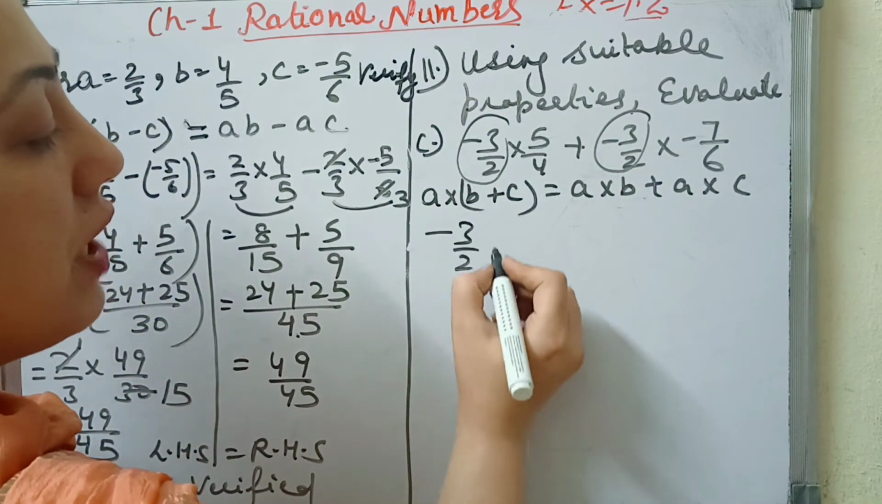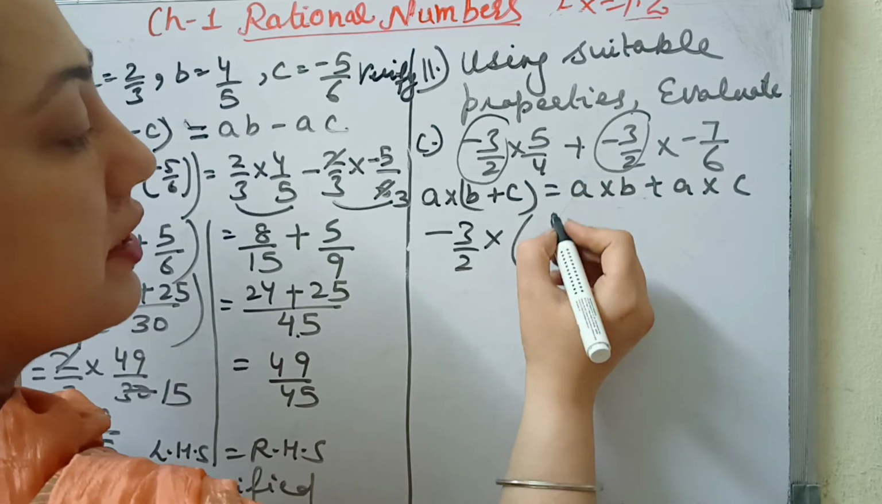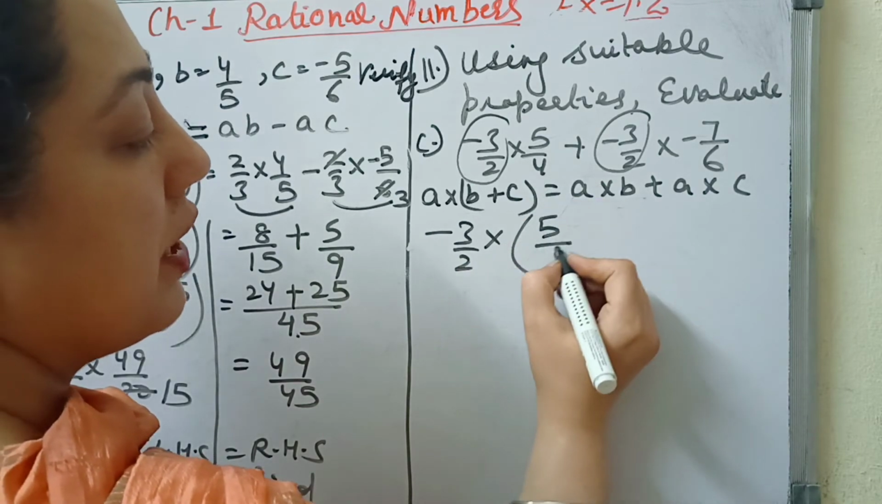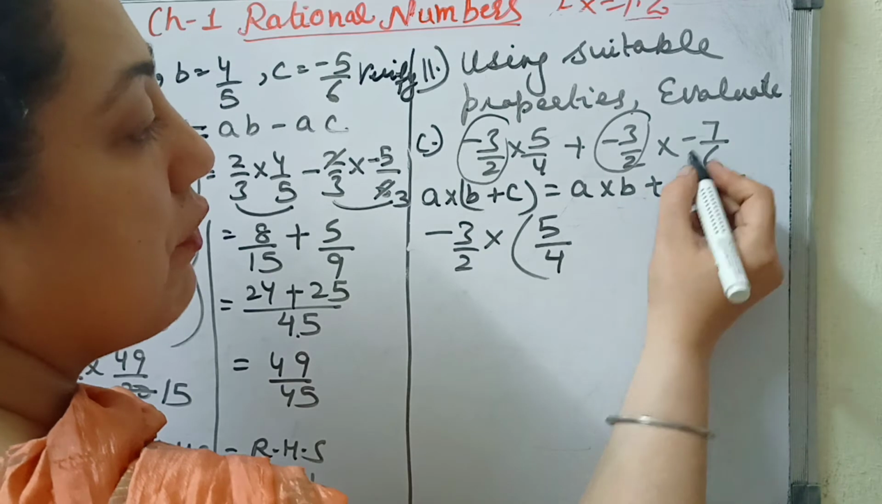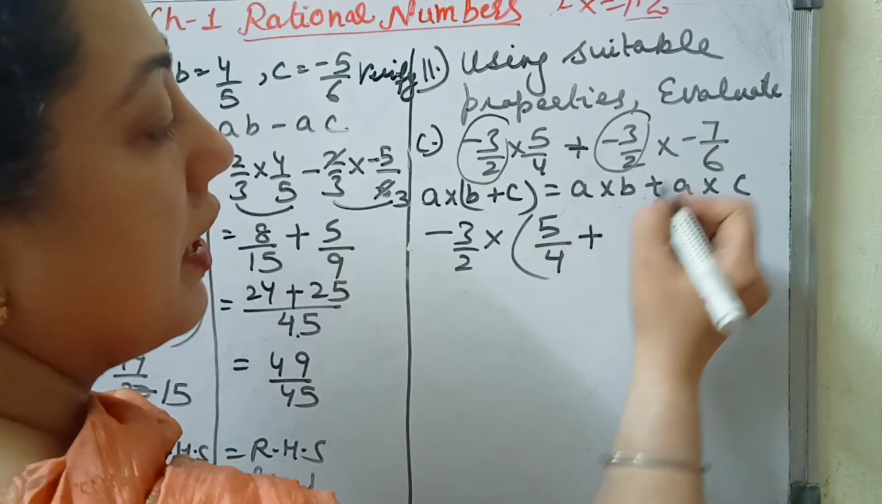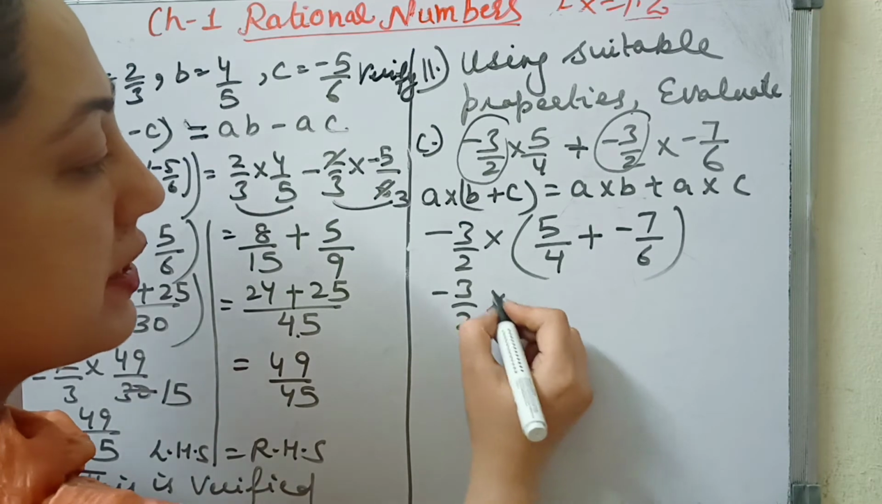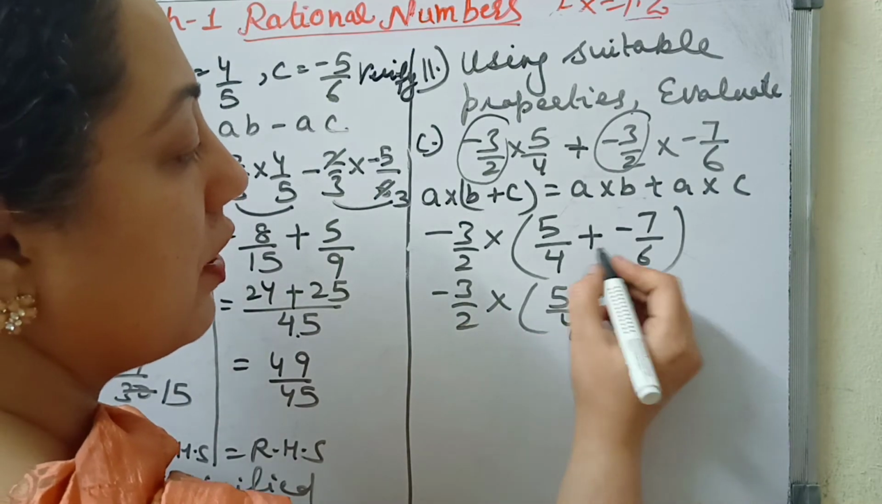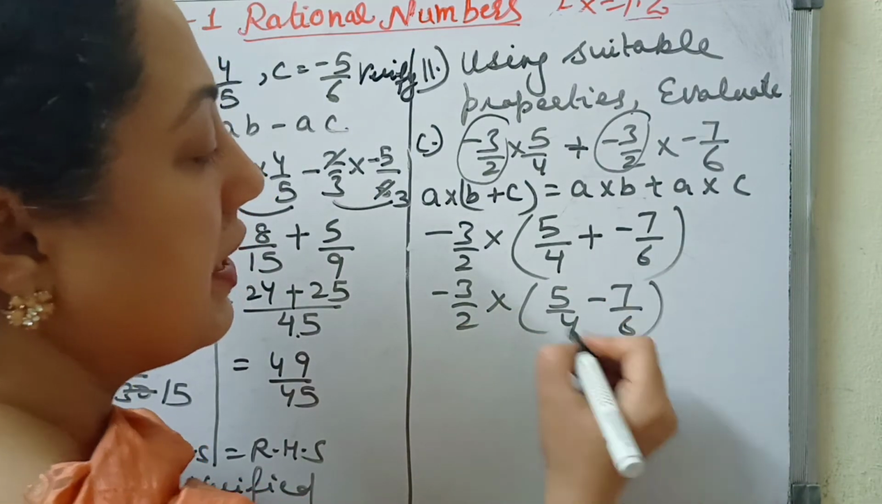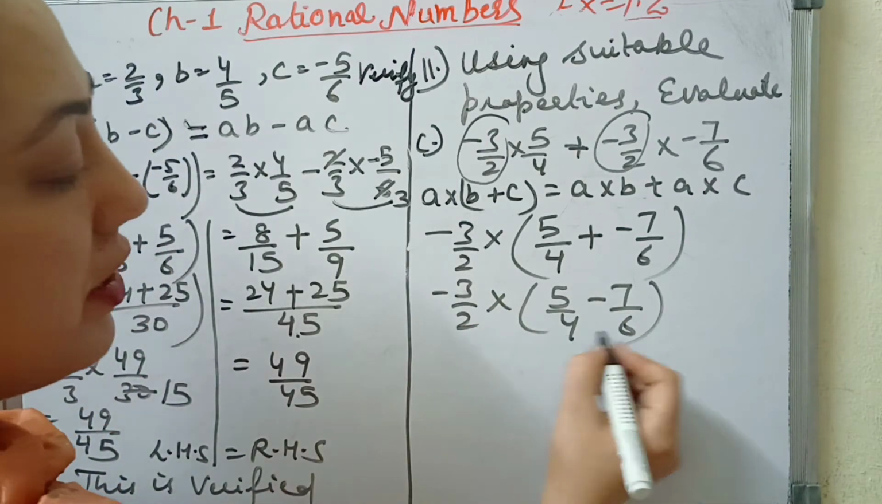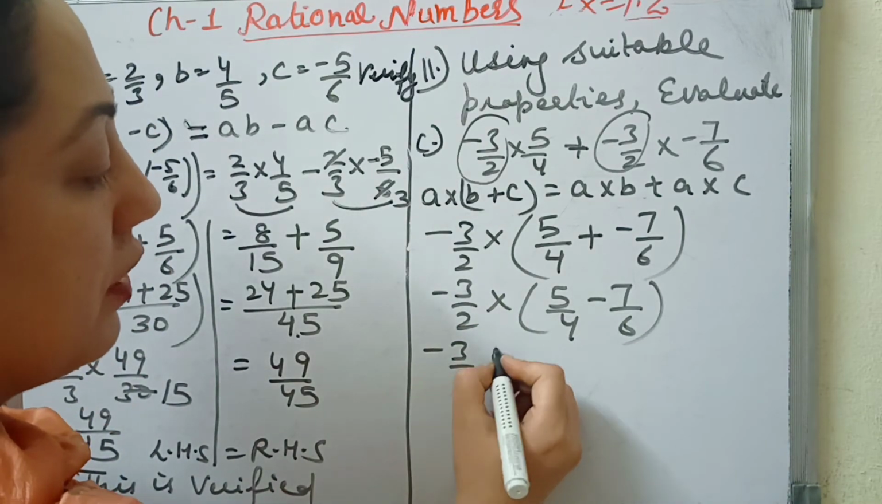So I will make use of this property. Minus 3 over 2, I will take it out common, and the terms left I write down inside the bracket, that is 5 over 4. Plus sign I put here and then minus 7 over 6. Now solve it. It is 5 over 4 plus minus 7 over 6. Now take the LCM of 4 and 6.